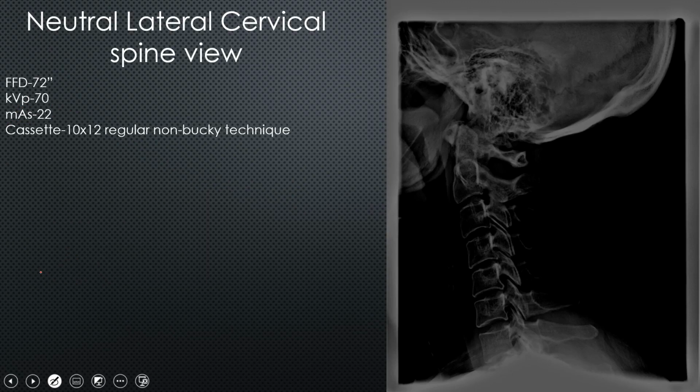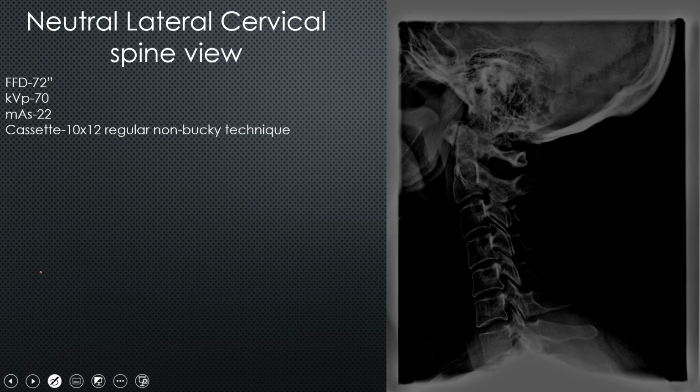Here we have a neutral lateral spine. As you can tell, as you're looking at it, this image is very, very dark. We have the FFD, the focal film distance, at 72 inches. The kVp is 70. The mAs is 22. And the cassette we used was a 10 by 12 regular cassette using a non-Bucky technique. So we did not use a grid, a built-in grid for this system, for this view.